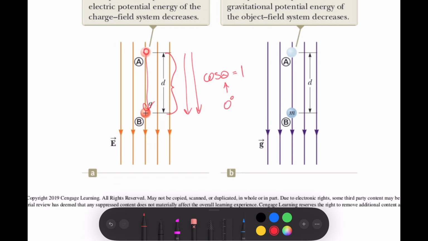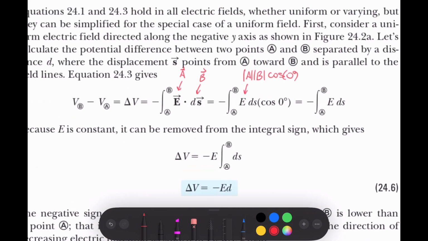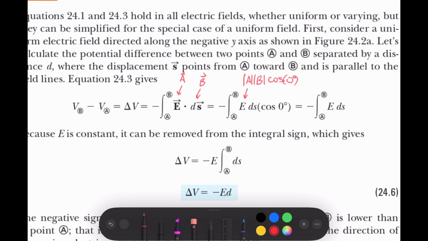You see now why I took a little side tangent to introduce to you guys the work and how that equals force times distance and how you can use the dot product there. So since in this case cosine of 0 is equal to 1, we literally just get integral of E dot ds. And since the electric field is uniform and it doesn't change over this integral, right? The electric field is the same everywhere. It is literally a constant. That's the definition of a constant. And then we can move the electric field out of the integral, as shown over here.